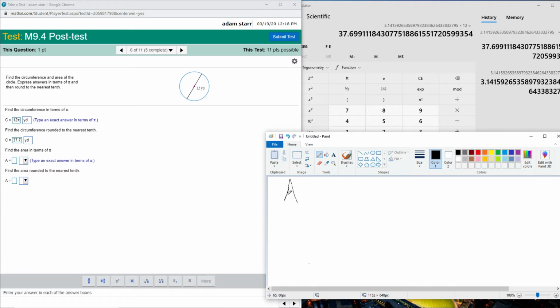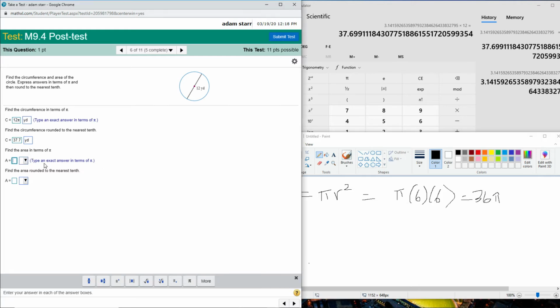Okay, this next question is asking for area, which is pi r squared. I know my radius is still 6, so just substituting in, it'll be pi times 6 times 6. Okay, my radius squared. 6 times 6 is 36, so this is 36 pi. And that, again, is the exact answer where it says in terms of pi. So 36 and then the pi symbol. Because this is area, this is square yards.